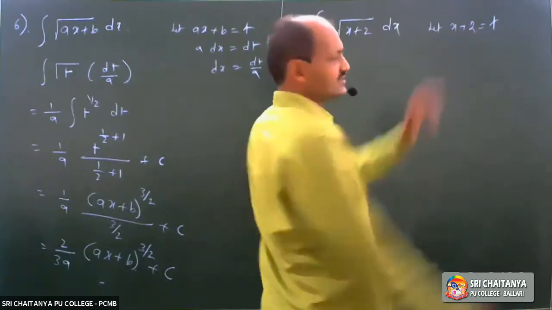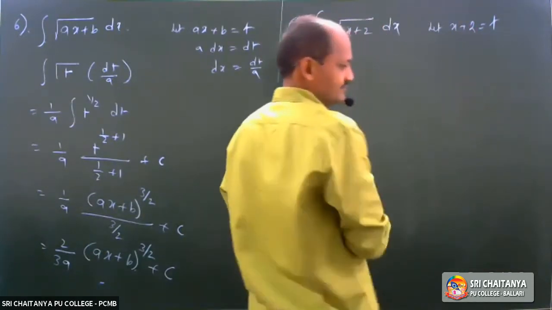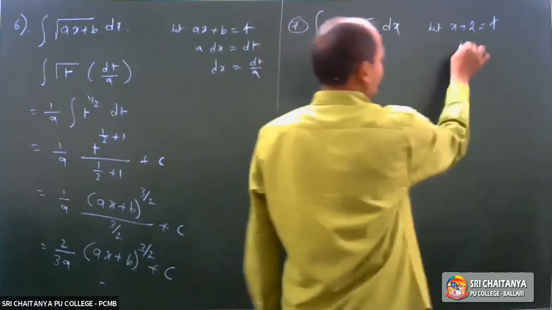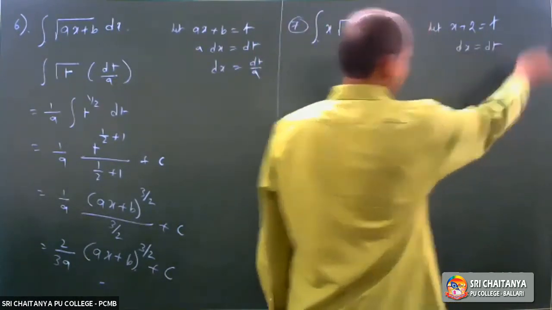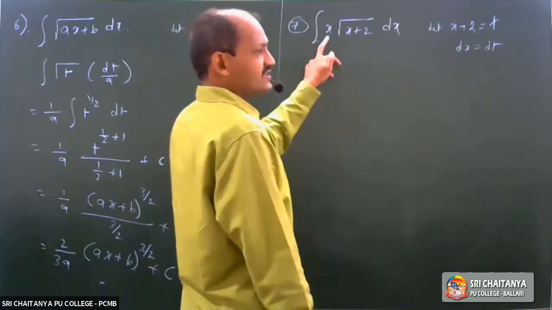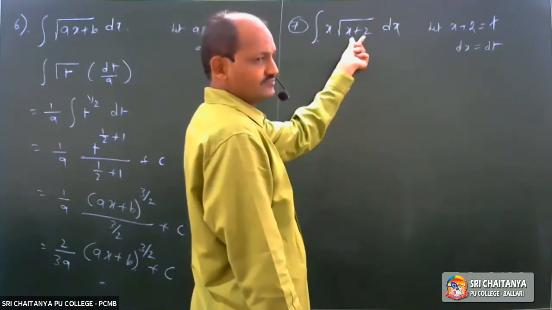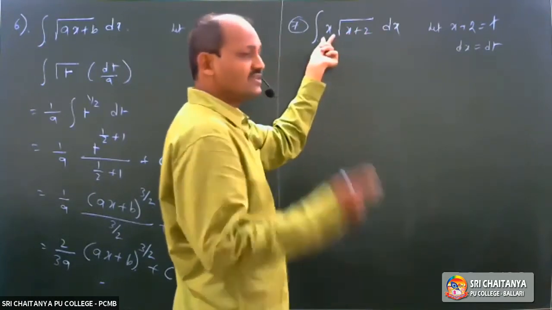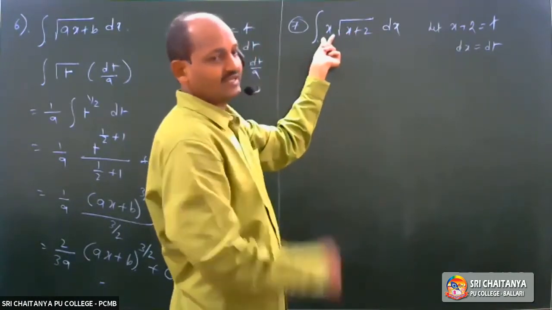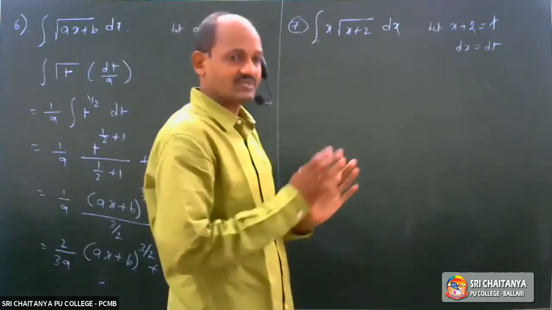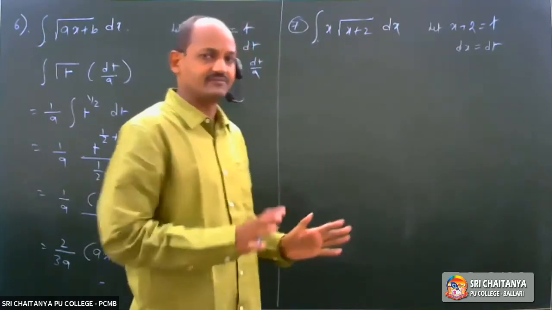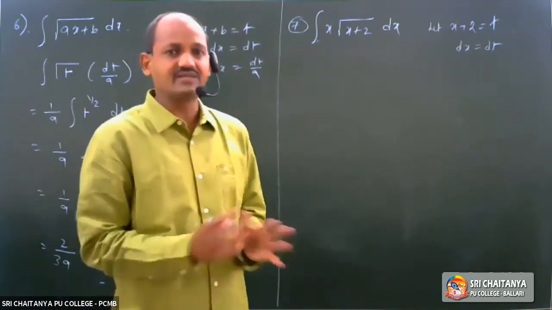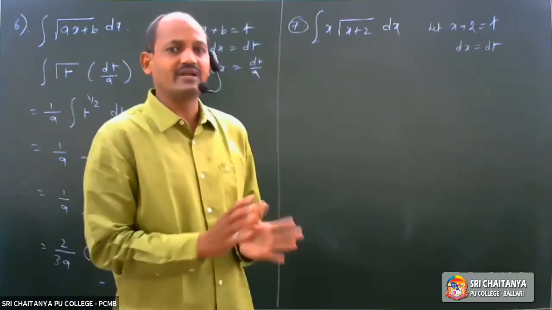The derivative of x plus 2 is 1, so 1 is equal to dt by dx. That is, dx is equal to dt. What about x? But this x also we have to convert into t. The total function must be in terms of x or in terms of t. Some terms in terms of x and some terms in terms of t is not applicable for integration.